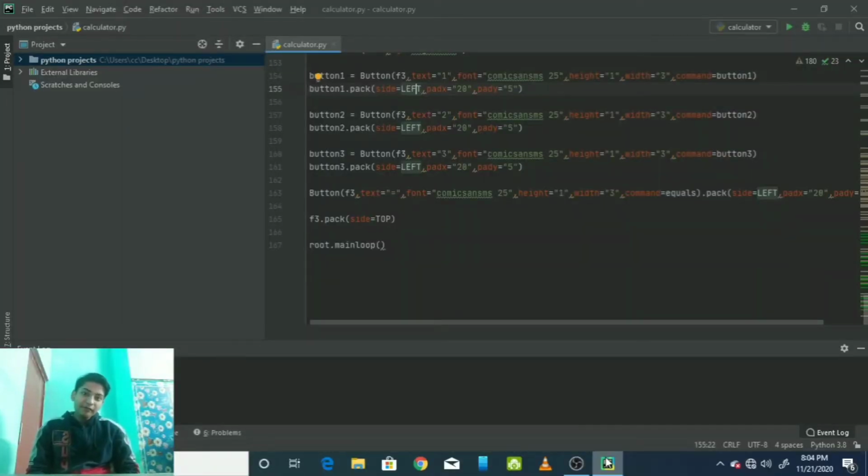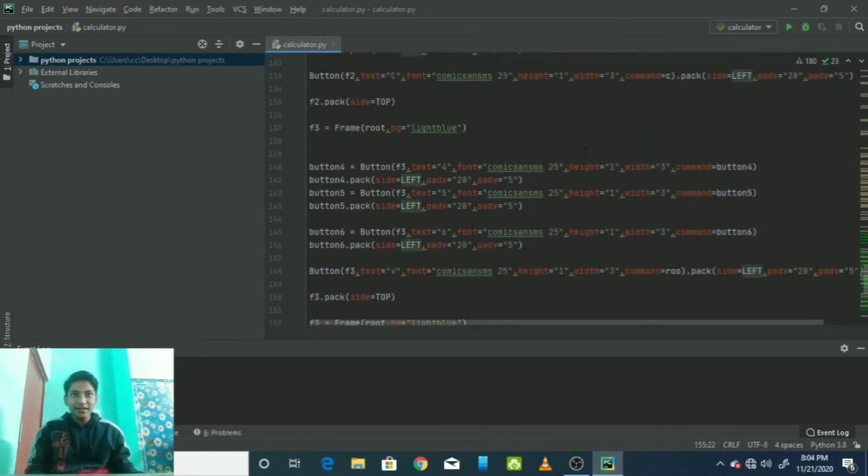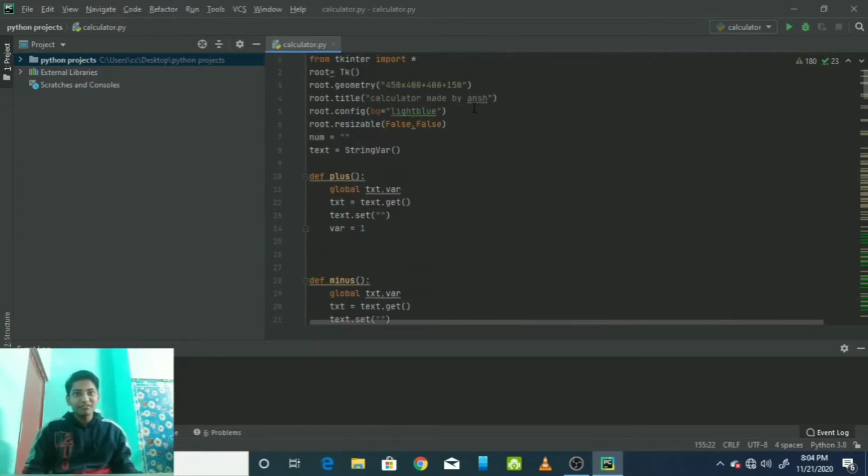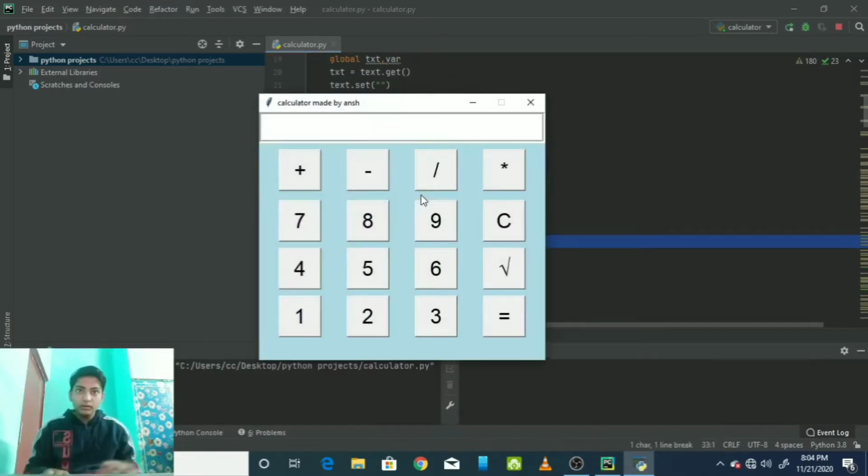So guys, we are in my computer. Here's my code of calculator in PyCharm, and as you can see there are lots of buttons and def. So let's start, and let me show you every button of the calculator. Here it is. Here's my calculator, pretty good.